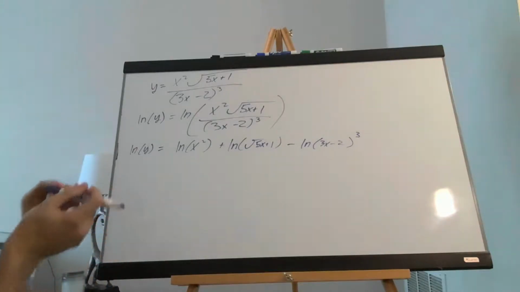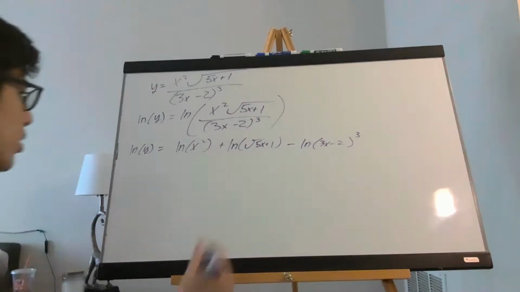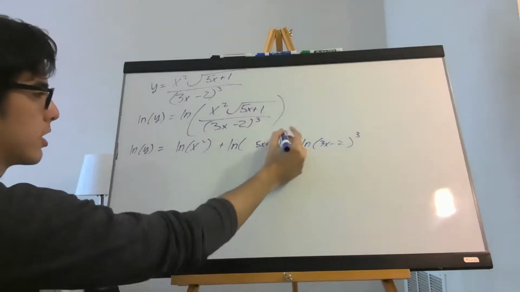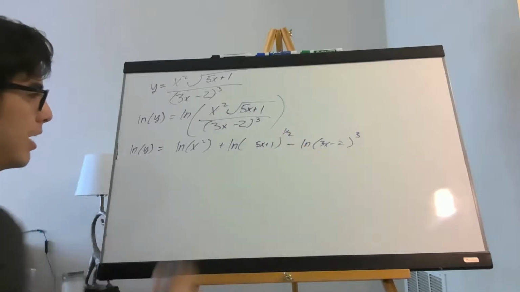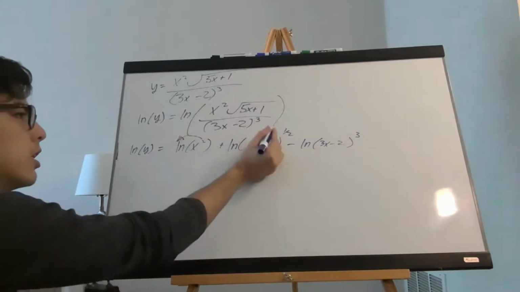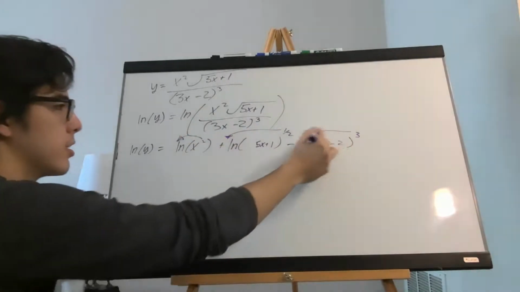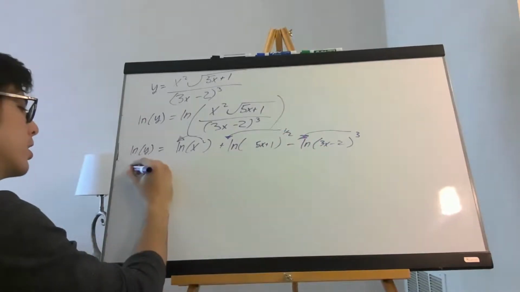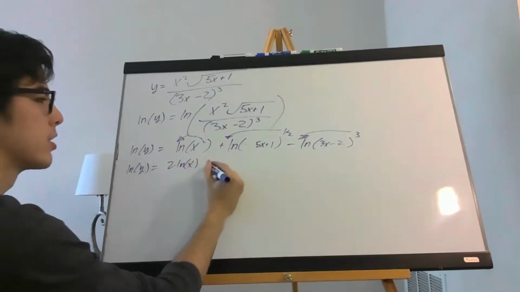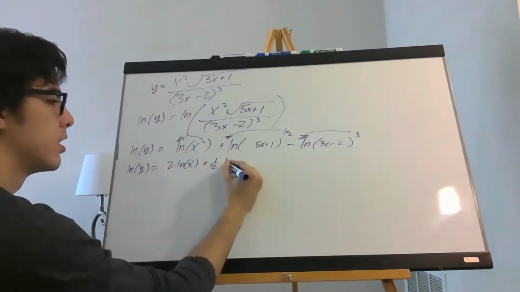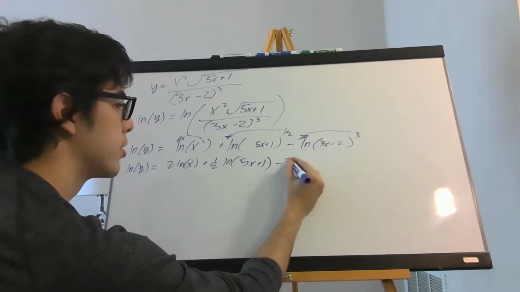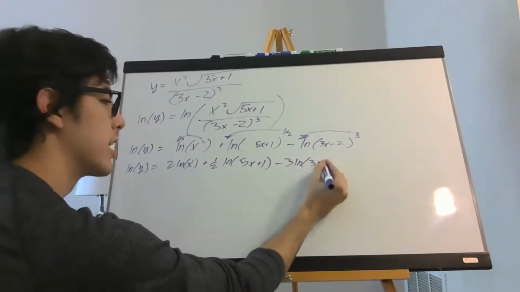So let me show you some neat tricks now that you may or may not remember. First of all, I'm going to get rid of the square root. This one should be very familiar. I'm just going to change that to a 1/2 power. The reason I'm doing that is because for logs, we can just move the power of these things out front. So we get natural log of y equals 2 ln of x plus 1/2 ln of 5x plus 1 minus 3 ln of 3x minus 2.